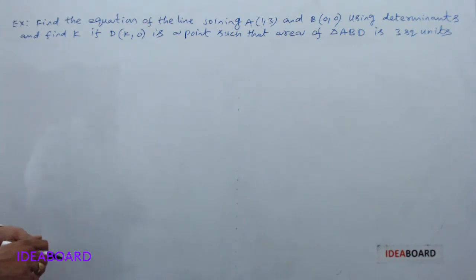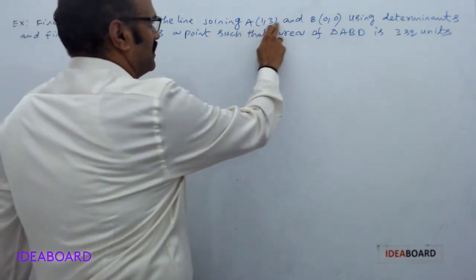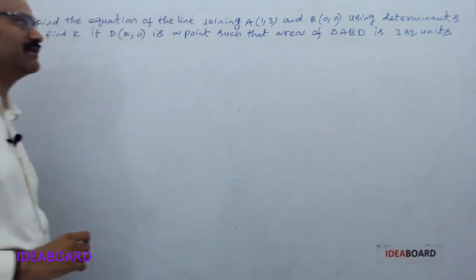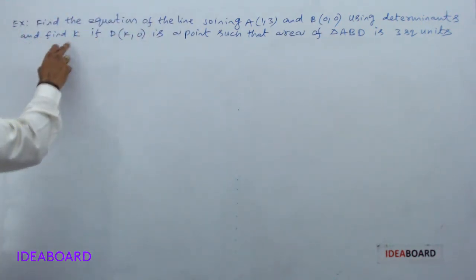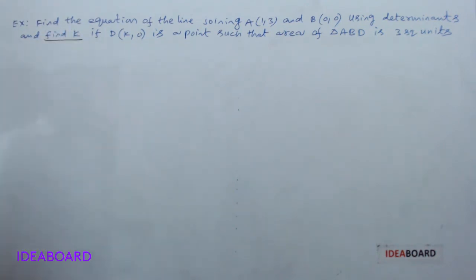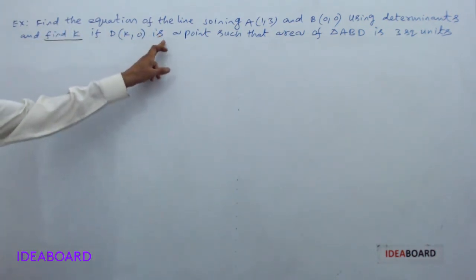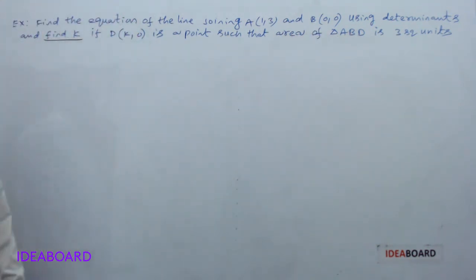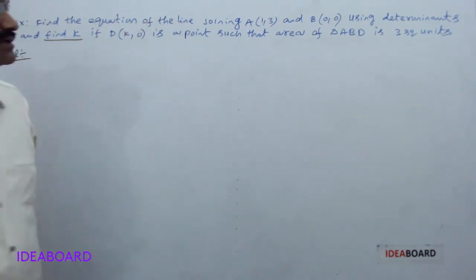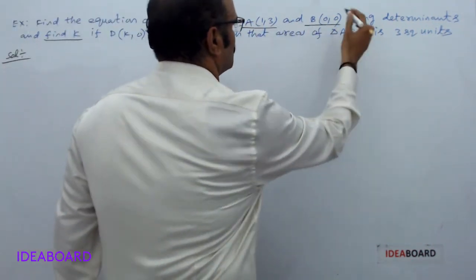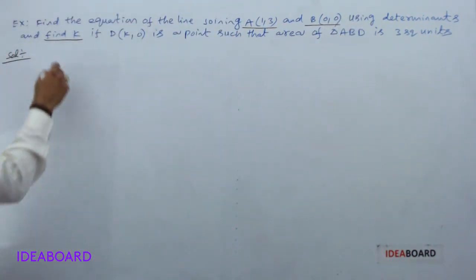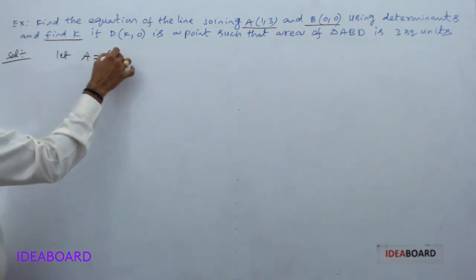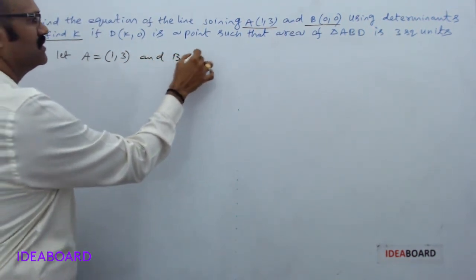Example: find the equation of the line joining A(1, 3) and B(0, 0) using determinants, and find k if D(k, 0) is a point such that area of triangle ABD is 3 square units. Now here, first we have to find the equation of the line joining A(1, 3) and B(0, 0). Let A equal to 1 comma 3 and B equal to 0 comma 0.